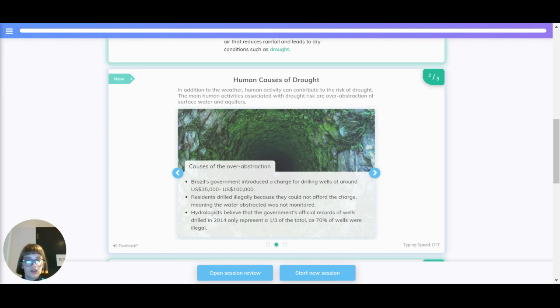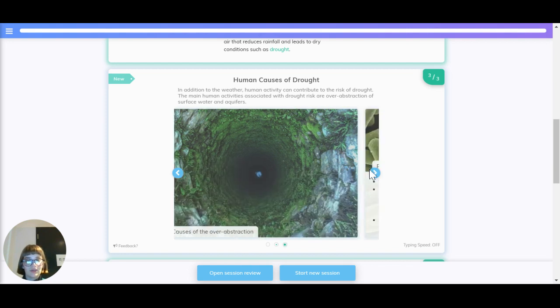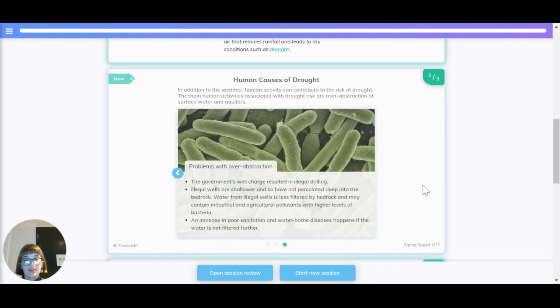Brazil's government introduced a charge for drilling wells of around $35,000 to $100,000. Residents drilled illegally because they could not afford the charge, meaning the water abstracted was not monitored. Hydrologists believe that the government's official record of wells drilled in 2014 only represents 1/3 of the total, as 70% of wells were illegal. There are problems with this.